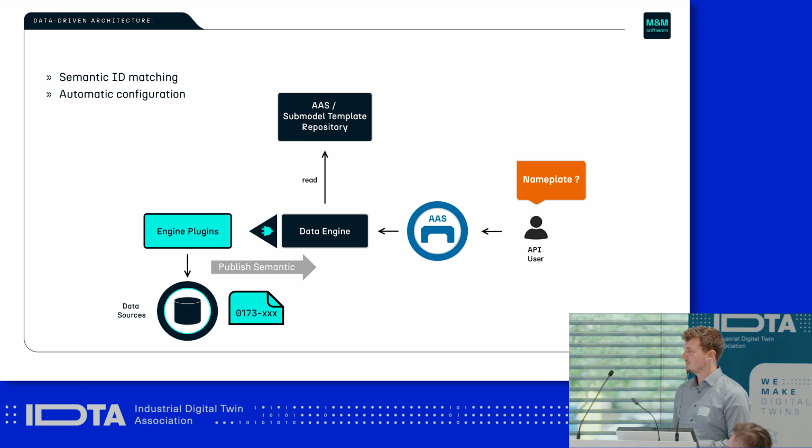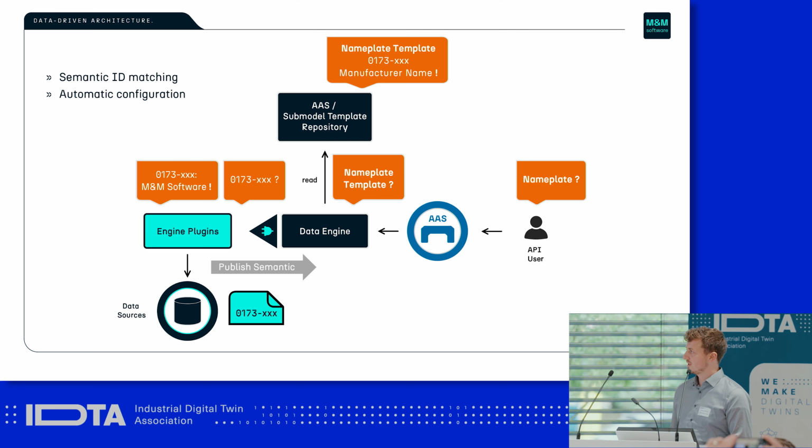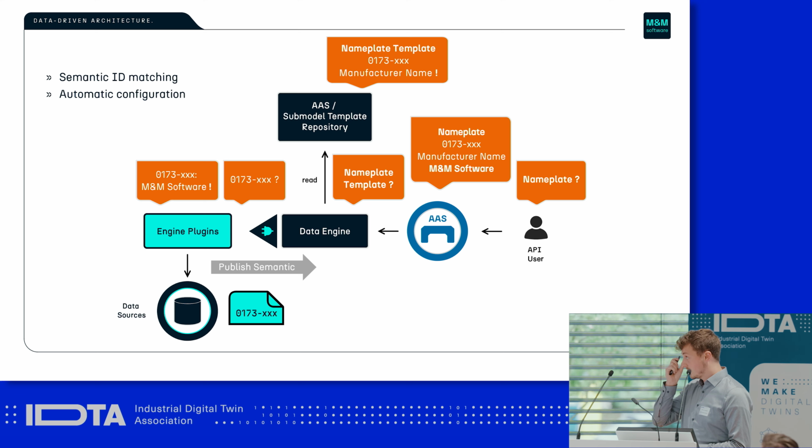When the request then comes in, for example, for a nameplate, the data engine will request a template for that, like shown already earlier. Now I have a template in place that contains no values, but it contains the semantic IDs, for example, the manufacturer name. Because the plugins published the semantic IDs earlier, the data engine now knows that it can request the semantic ID from the plugin, which will return the value for it, and therefore the template can be filled out and returned.